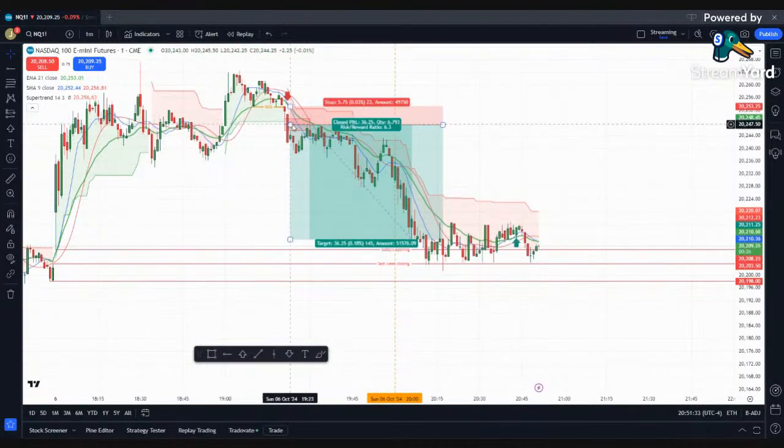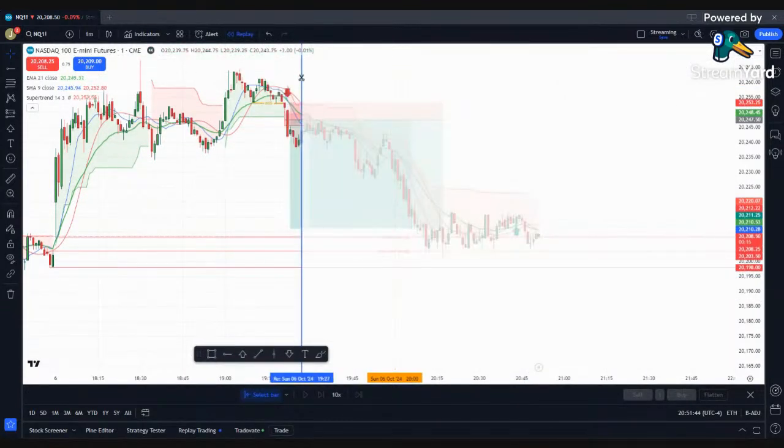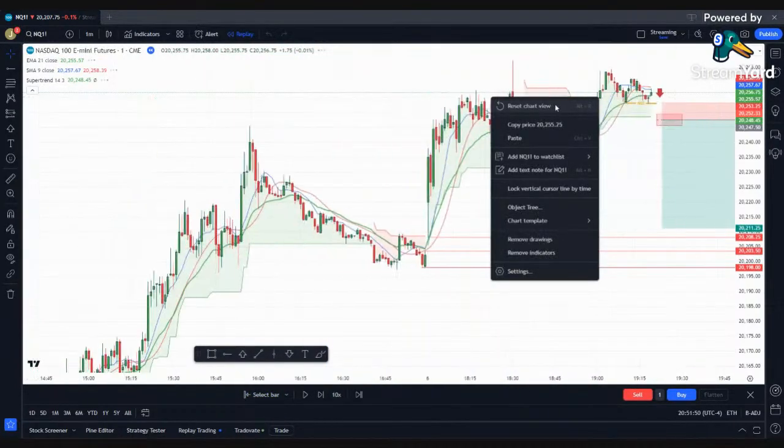By this time, let's replay this one. We are still consolidating. I don't expect the market will move until 9 p.m., but of course, I'm just speculating. Let me show you this. We're here.